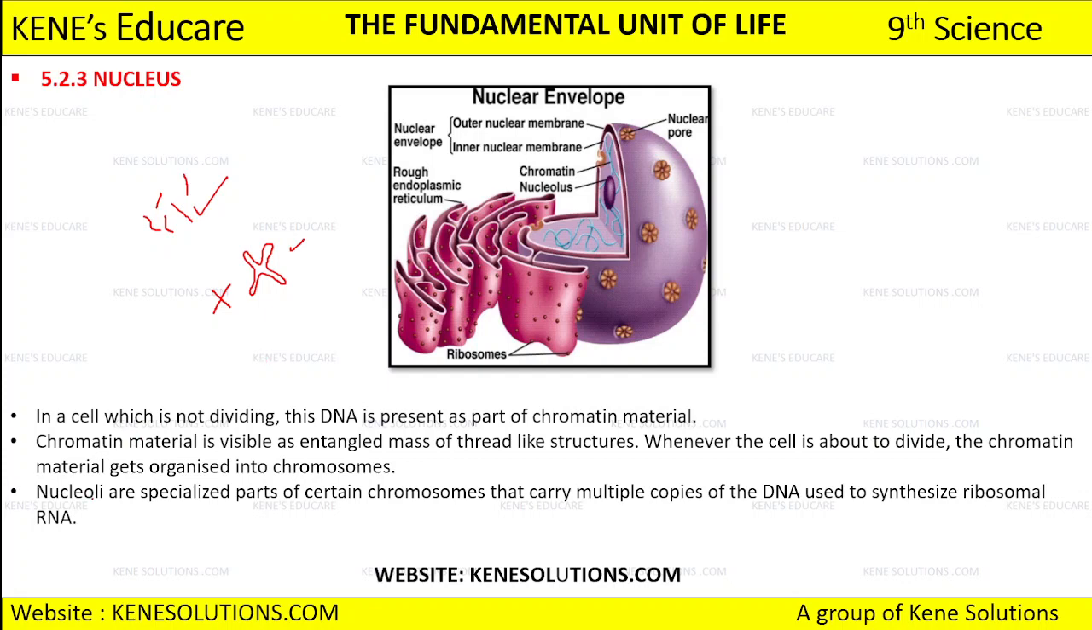Okay, so nucleoli, these are the specialized parts of certain chromosomes, because these chromosomes carry multiple copies of DNA, and these multiple copies of DNA are used to synthesize the ribosomal DNA. ठीक है, ये जो multiple copies है उसको हम क्यों use करते हैं? So that we can synthesize a ribosomal DNA there. Okay, so I hope this much is clear. क्रोमैटिन फाइबर जो है, क्रोमैटिन मटेरियल, how it is developing itself, how it is organizing itself into a chromosome.